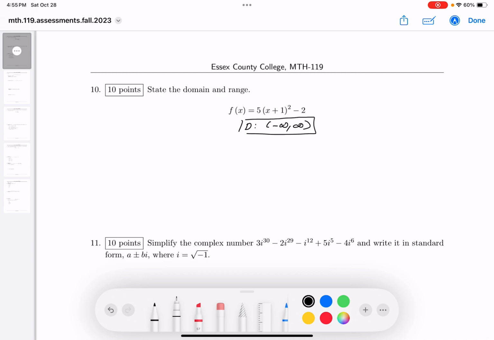To get the range of it, I would draw a picture of it. It's a parabola that opens upwards. The vertex of it, just by inspection, is pretty easy to do. It's just going to be -1, comma -2.